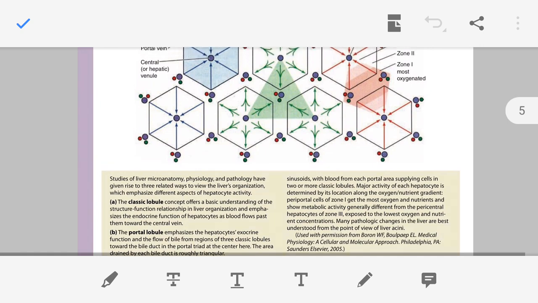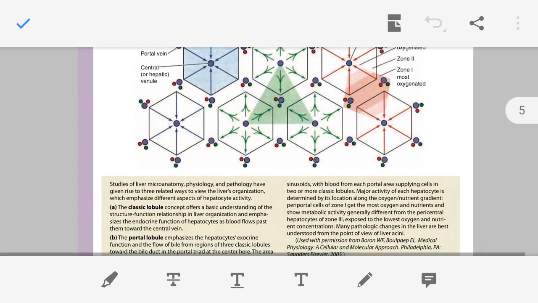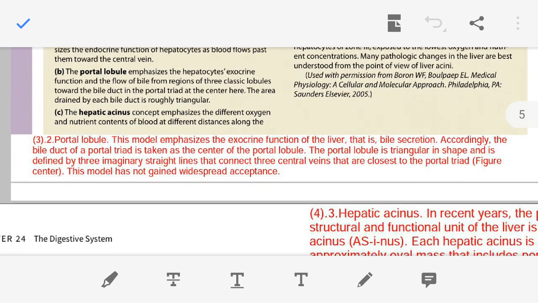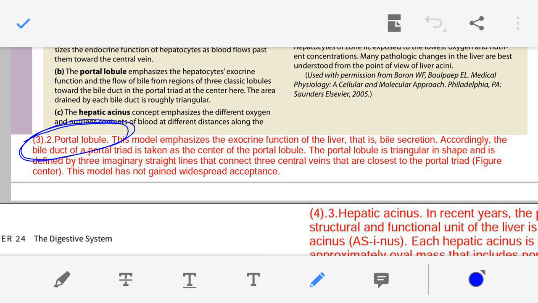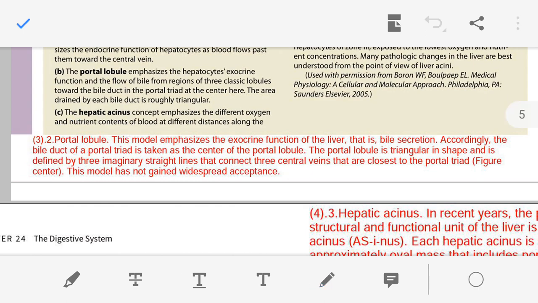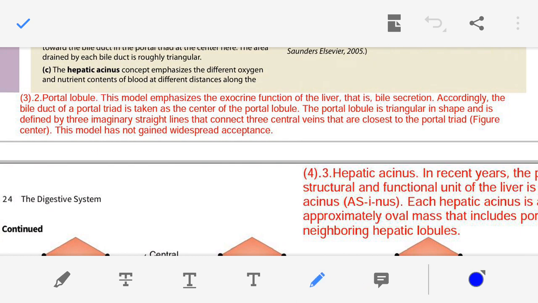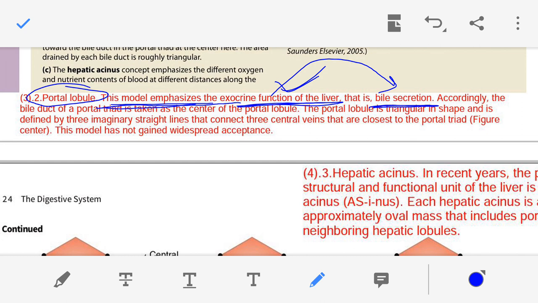Now we are discussing the second model. The second model is the portal lobule. What is this model all about? This model focuses on the exocrine function of the liver. And what is the exocrine function of the liver? That is the secretion of bile. Hepatocyte cells secrete bile. And in which direction is this bile flowing? That is what we are discussing in this second model.